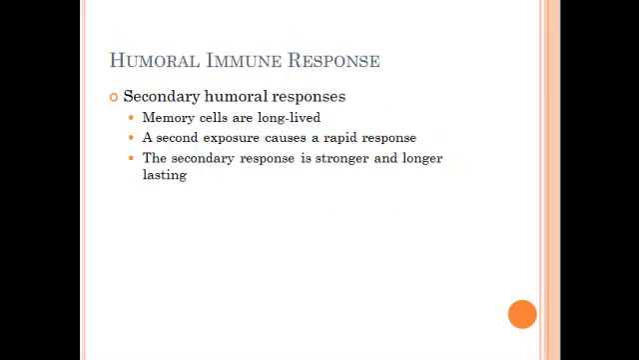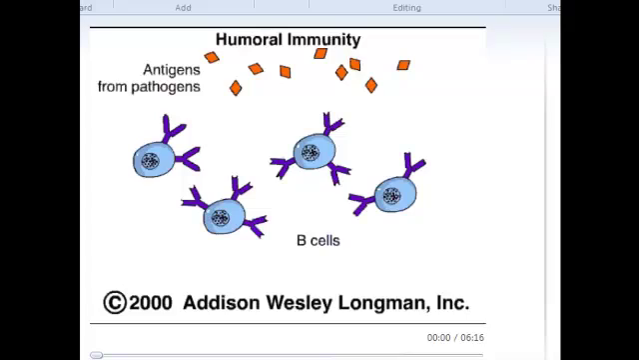This slide mentions a little bit about this secondary response. These memory cells have different lifespans, but they can hang around for a long time, depending on the memory cell. Some may hang around for years, some not as long, but they're there to protect us from the second exposure. If we do get exposed again, we have a very rapid response, and the secondary response is stronger and longer lasting than that first response was. Let's now watch a little video about how this humoral immunity works with the B cells.